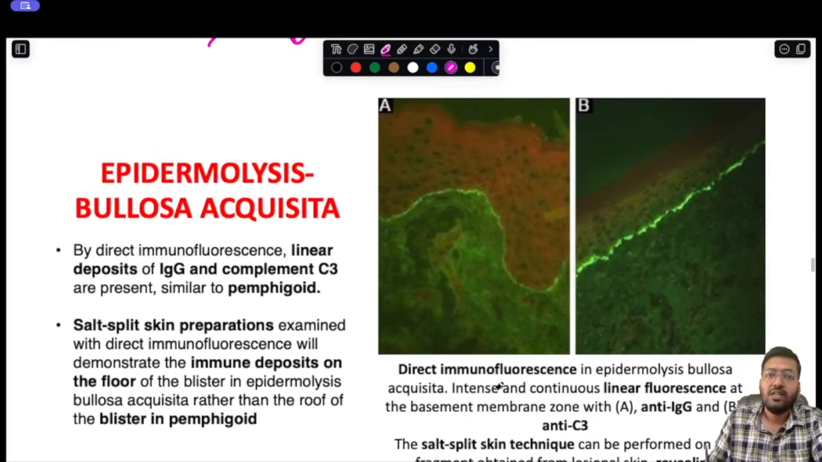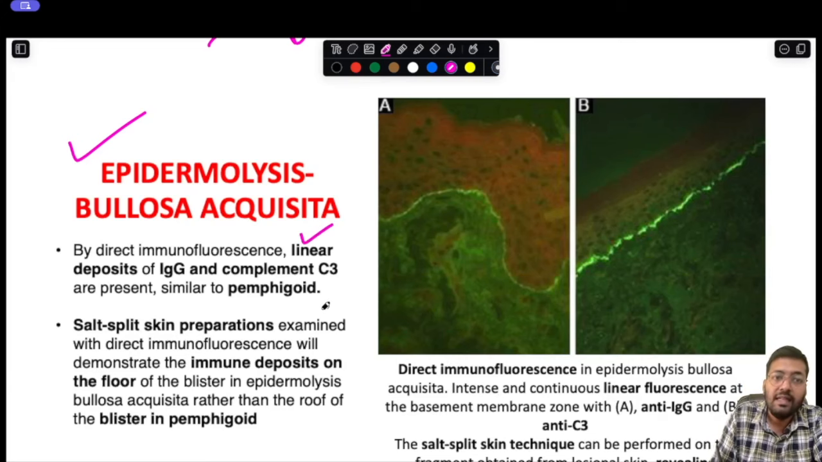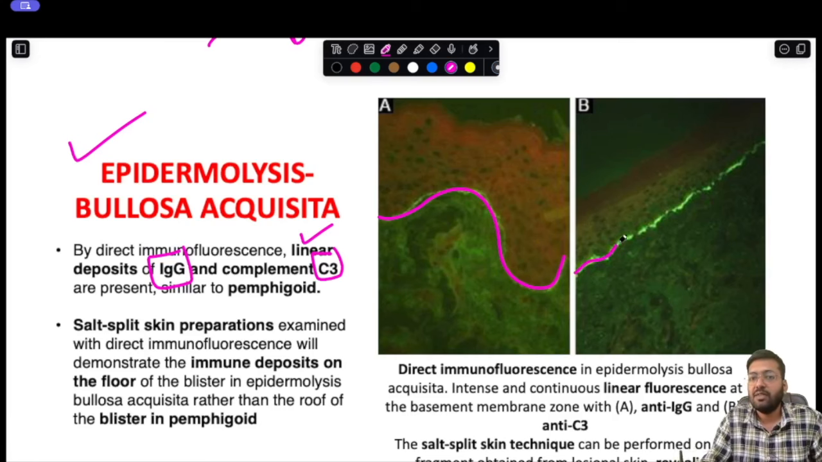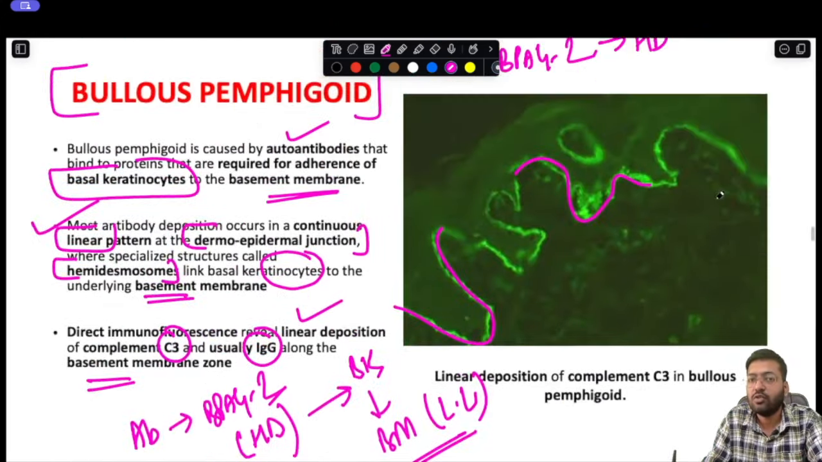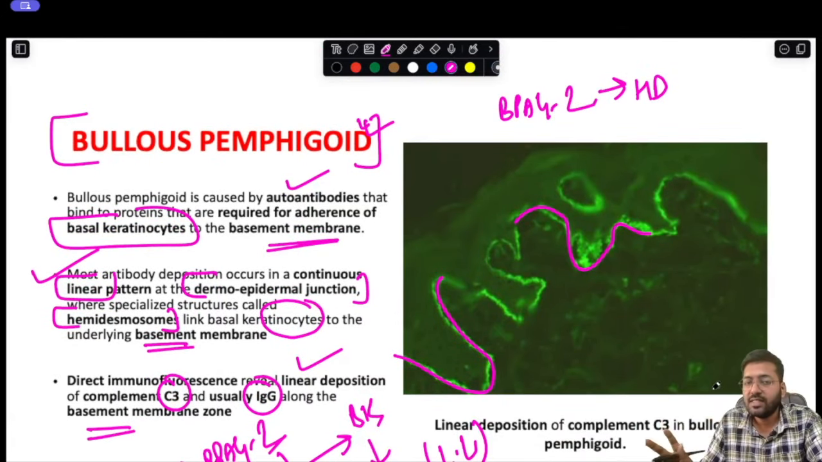The next important condition that we see is epidermolysis bullosa acquisita. So by direct immunofluorescence, you are seeing that there is a linear deposit of IgG and complement C3. Okay, just at the separation between the epidermis and the dermis, you can see the deposition over here. So over here, another condition that we had read, bullous pemphigoid, also shows linear deposits. Both these conditions are at the level of the epidermis-dermis junction, so both of them are forming subepidermal blisters.